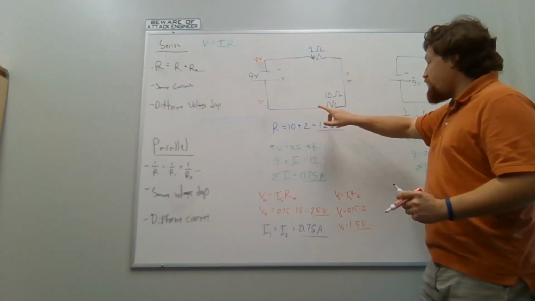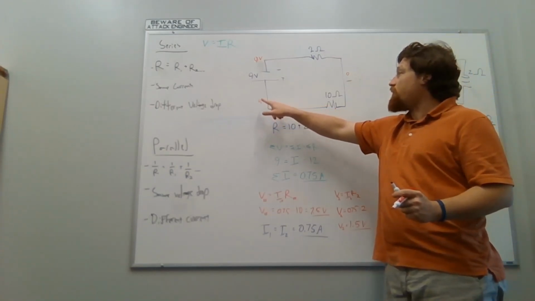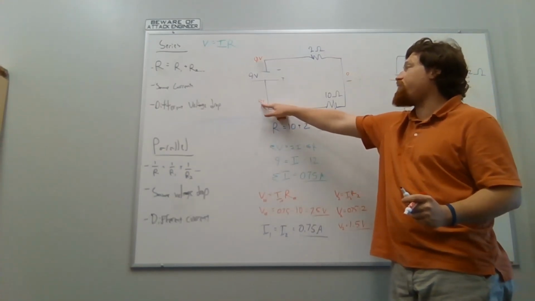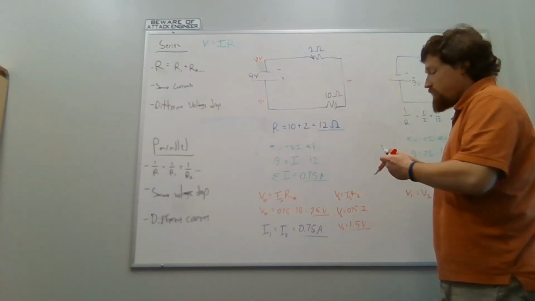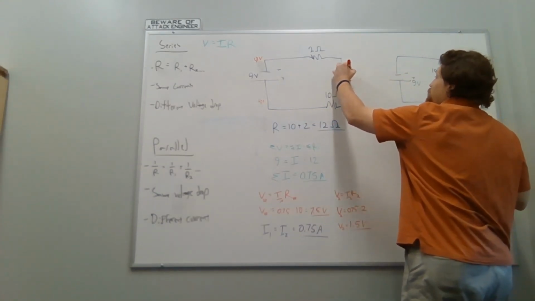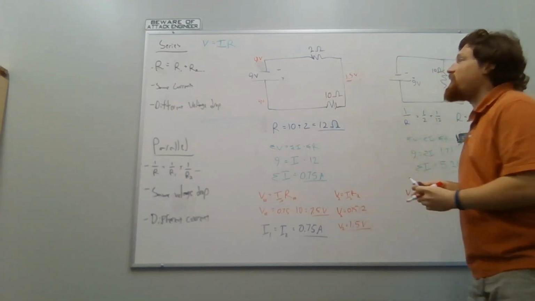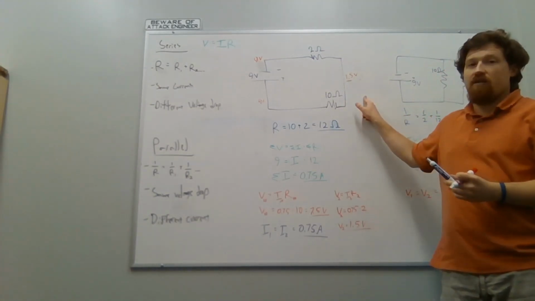So if we dropped by 7.5 from 9, that means the amount of potential here is 1.5 volts. We dropped by 7.